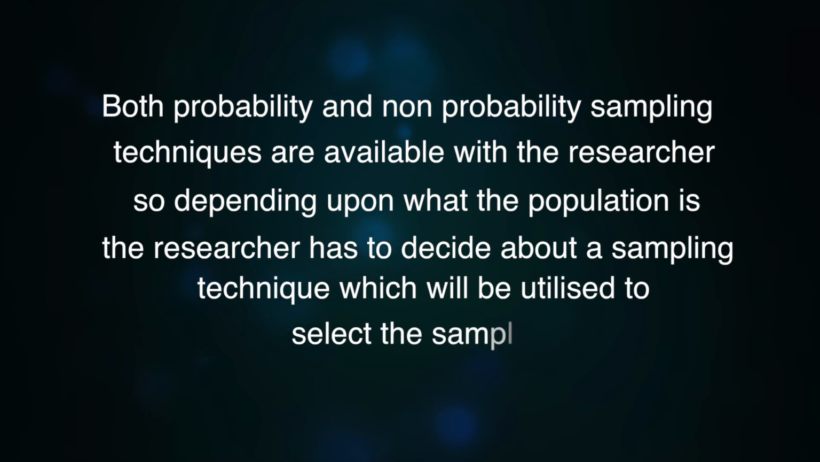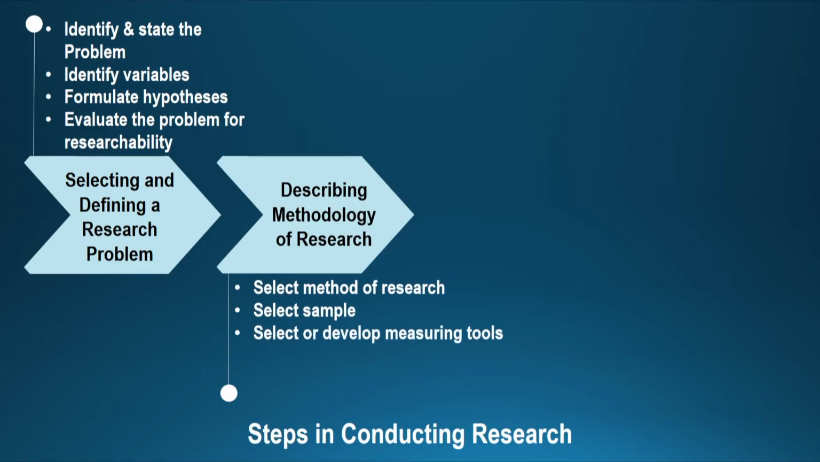So depending upon what the population is, the researcher has to decide about a sampling technique which will be utilized to select the sample. Then the researcher tries to determine whether there are tools which are available, or whether the researcher needs to develop the tools for collecting data for the variables of the study. So this involves the selection or the development of the required tools, which may consist of standardized tests, questionnaires, interview schedules, or observation schedules.